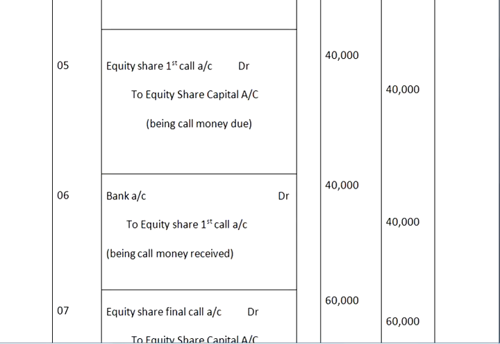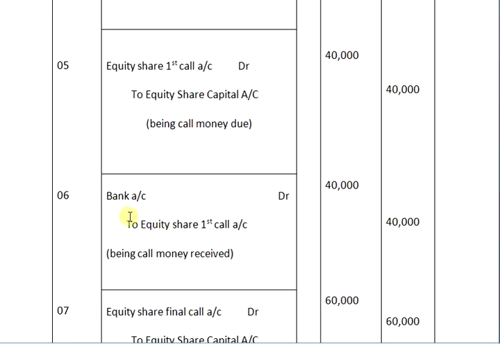Again moving on, they have separated the calls. The first call is separate, the final call is separate. So we need to pass two extra journal entries here. Equity share first call account debit to equity share capital account. So how much is for the first call? 20,000 into 2, it becomes 40,000 and 40,000. This is the due transaction.